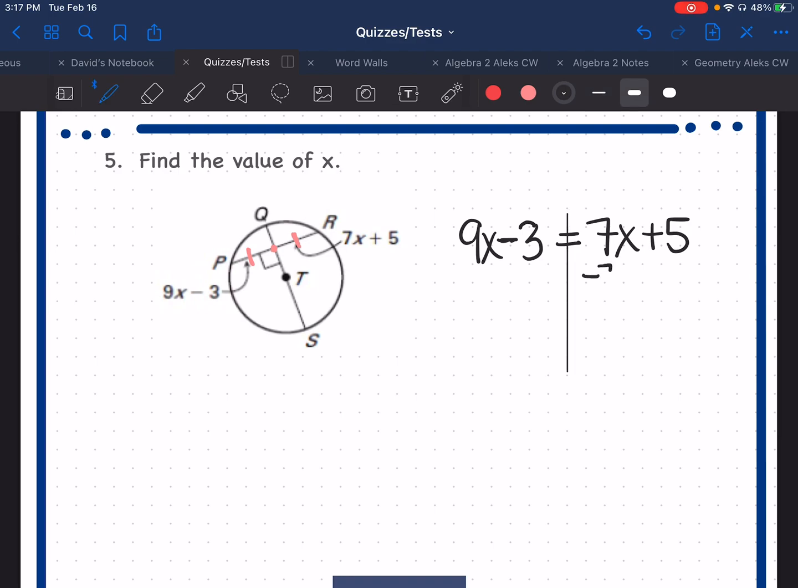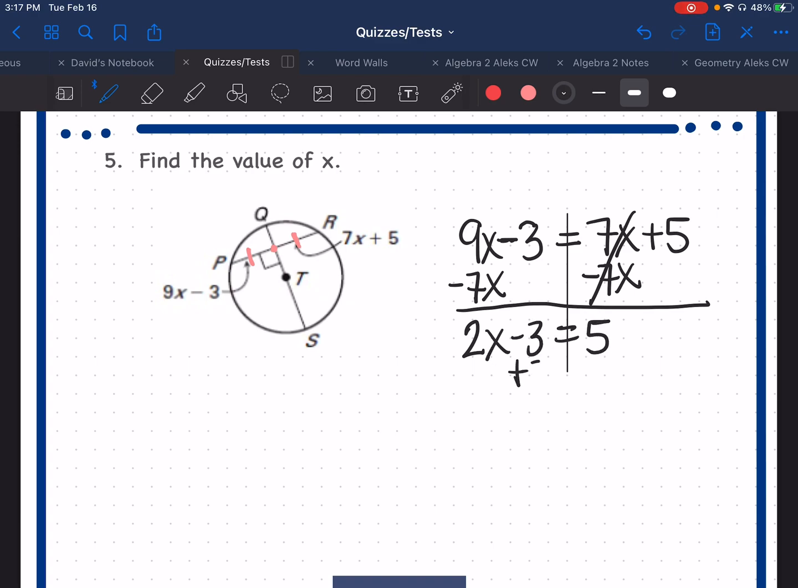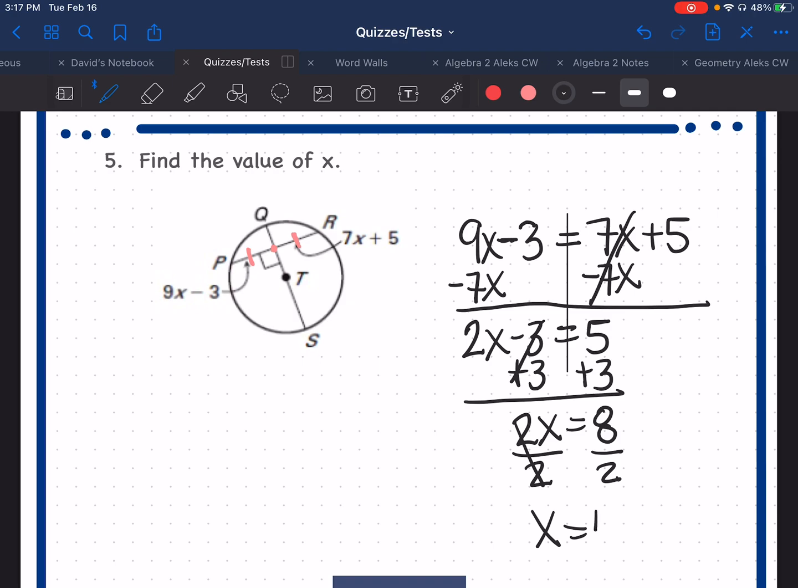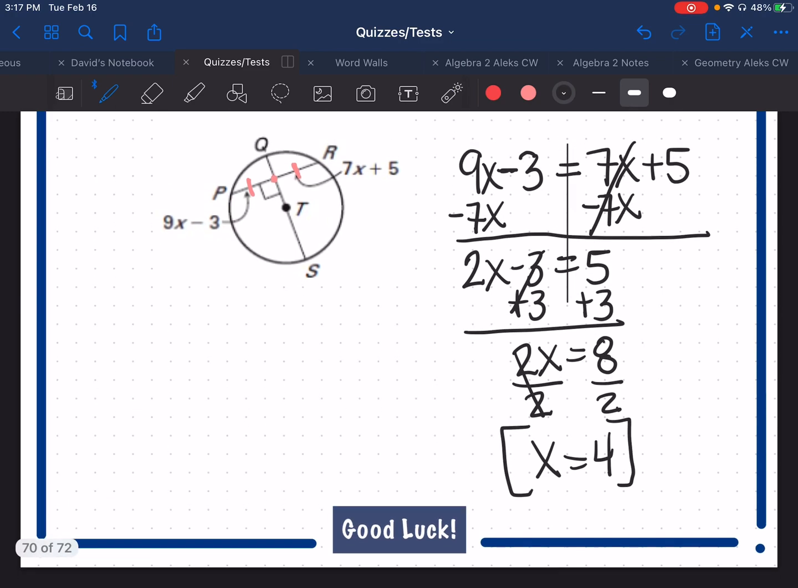This time I'm going to mind my equal sign. I'm going to move the 7x to the other side. I like to keep it positive as much as possible. I'm going to add the 3 next. And last, I'm going to divide by 2. I'm going to go back and read because I didn't read the instructions. Find the value of x. I am done with the problem. Good luck, everybody.